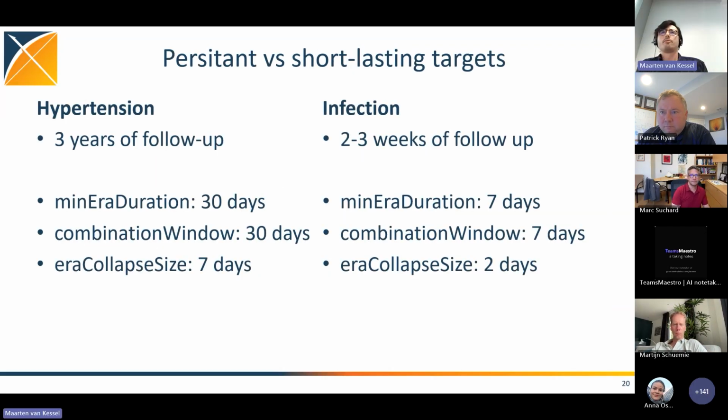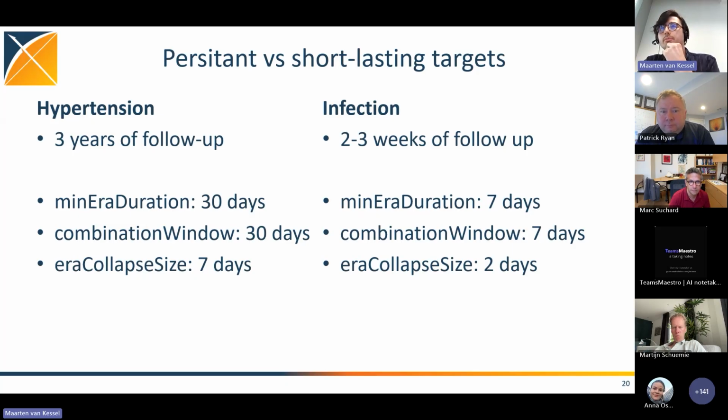For these parameters, usually we specify them in days, and how you specify them is quite dependent on what specifically you're looking at. So for something more persistent like hypertension, you probably want to set these parameters a little bit higher and longer, because the duration or the years of follow-up for hypertension can be up to 3 years, like we saw in the study from 2014, for instance.